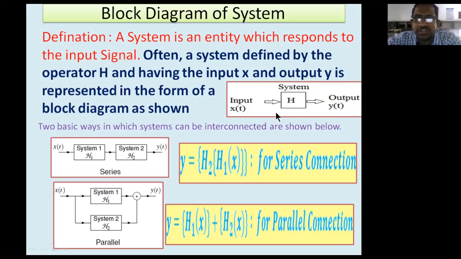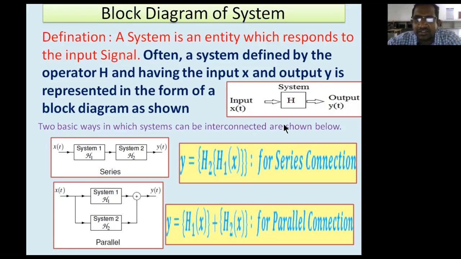Now usually the system H is going to be an ideal system which gives an ideal response when the input is an impulse signal. Therefore, I can say this system H is going to be an impulse response system. So always in LTI systems, we consider system H to be an ideal LTI system.